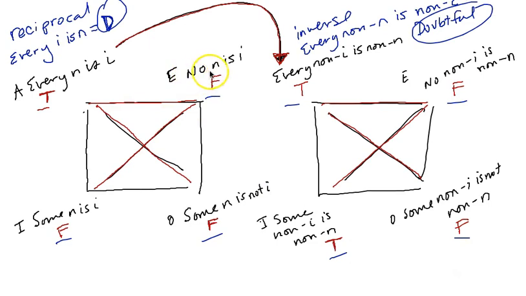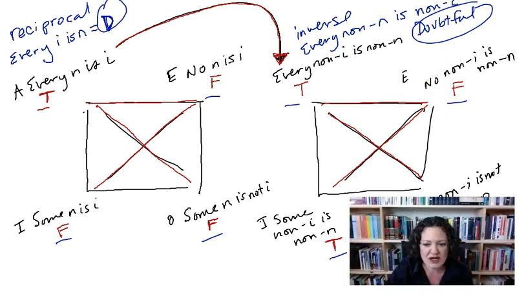Here's an E, no neurotic is inhibited. And here's an E, no non-inhibited is non-neurotic. And that statement wasn't either of these. It's kind of halfway between these. It was saying no neurotic is non-inhibited. So if it doesn't fit on either one of these squares, that's when we have to either obvert it or convert it.